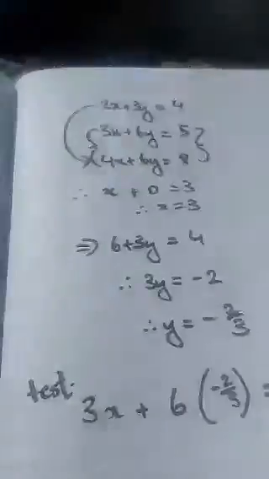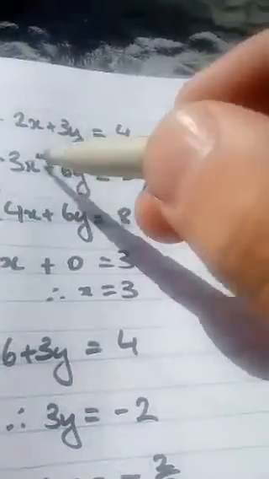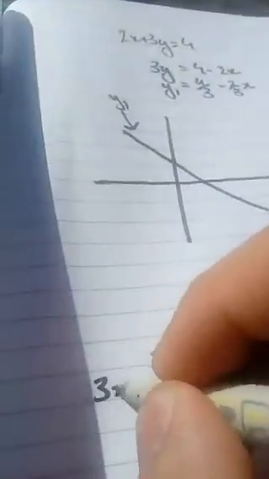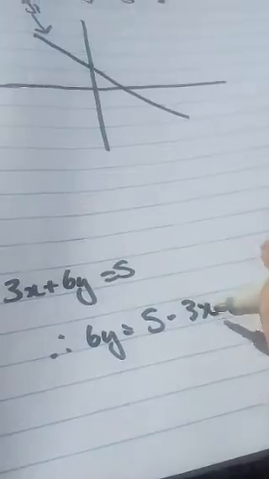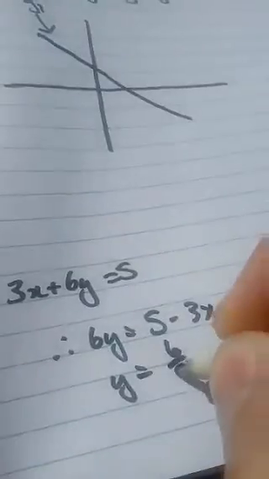Okay, here's the next one. What's the other equation? The other equation is this one: 3x plus 6y equals 5. So let's go down here. 3x plus 6y equals 5. Make sure I wrote it down correctly. Yep. So therefore, 6y equals 5 minus 3x. y equals 6 over 5 minus x over 2.